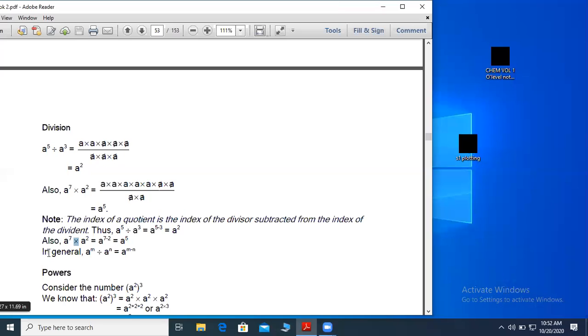So in general, we are saying if we have a power m divided by a power n, the bases are the same. We shall just write one base, which is a, and we subtract the powers. The powers are m and n, so we shall have m for the divisor minus n for the dividend. So we have a power m minus n.